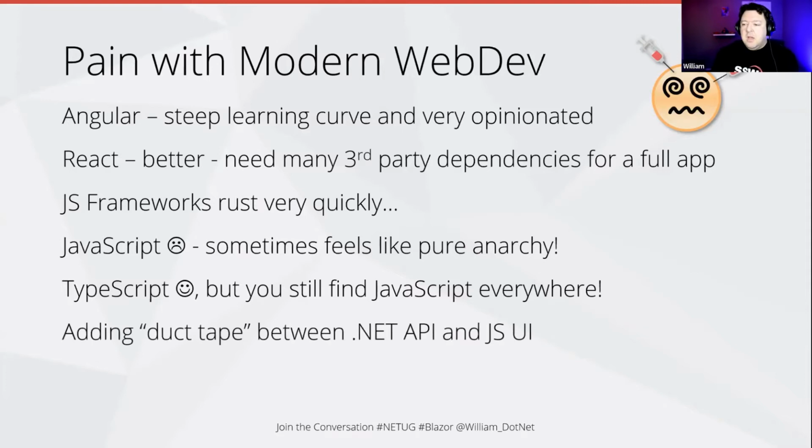The other thing is, when it comes to stitching together a .NET API with a JavaScript framework UI, there's a lot of duct tape in the middle to translate your C# models into TypeScript interfaces and so forth. Doing it by hand is absolutely painful. There are some generators out there that make it a lot easier, but there's a lot that can go wrong in that translation as well. There should be a better way.